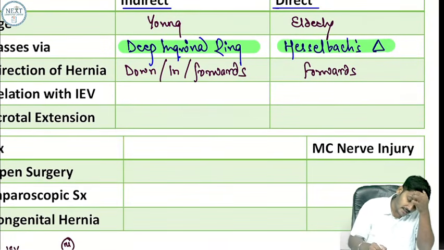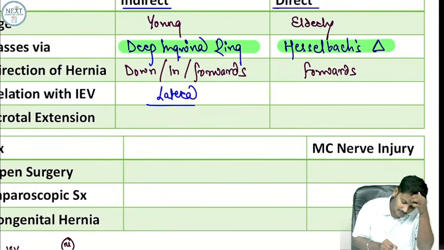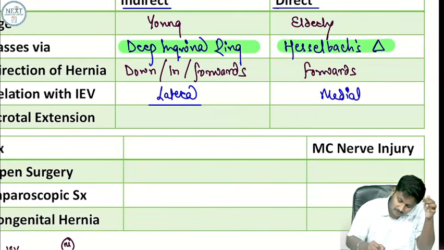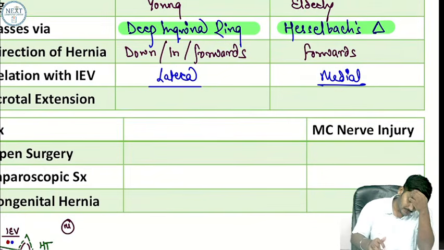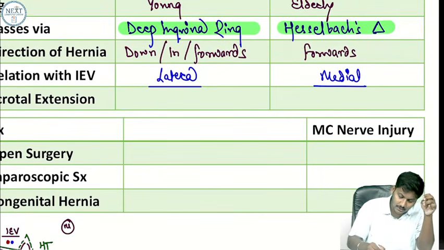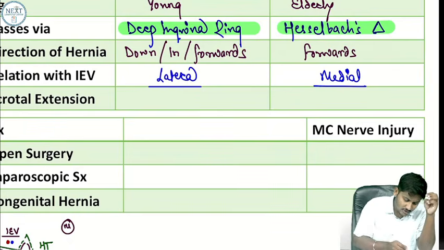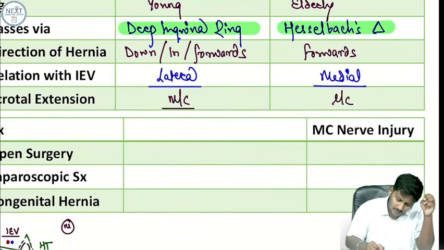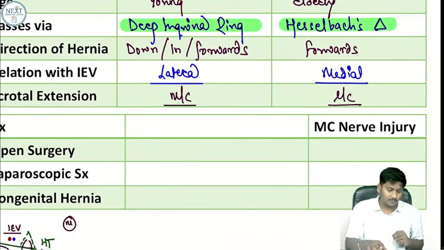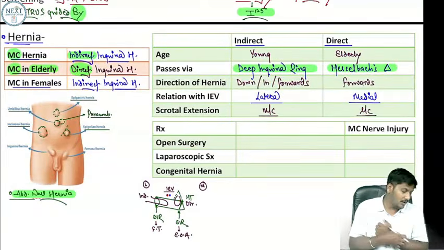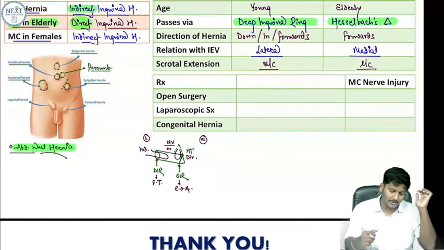Relation with the inferior epigastric vessel: we all know indirect inguinal hernia will be lateral to the inferior epigastric vessel and direct inguinal hernia will be medial to the inferior epigastric vessels. That is important. If we talk about scrotal extension, we know that scrotal extension is slightly more common in indirect inguinal cases but less common in direct inguinal hernia. So scrotal extension is more common in the indirect inguinal hernia, less common in the direct inguinal hernia.